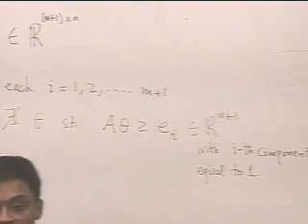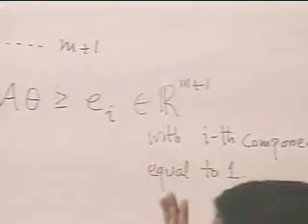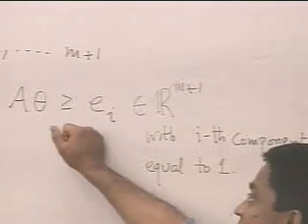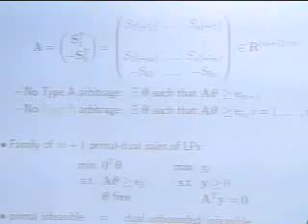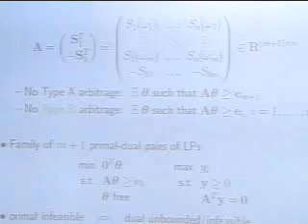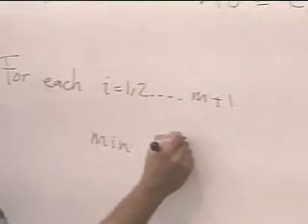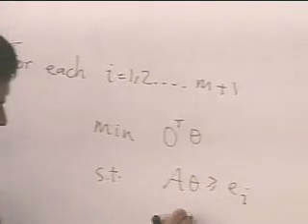What does e_i mean? It means I make $1 in state i. State m plus 1 has been identified with state 0, the state that I start with at time 0. So I cannot find a theta such that I make at least $1 in state i and at least $0 everywhere else. So for each i equals 1, 2, up to m plus 1, I construct this LP: minimize the 0 vector times theta such that A theta is greater than or equal to e_i and theta free.